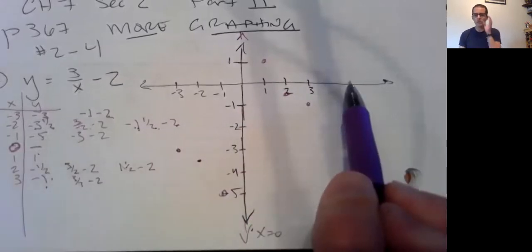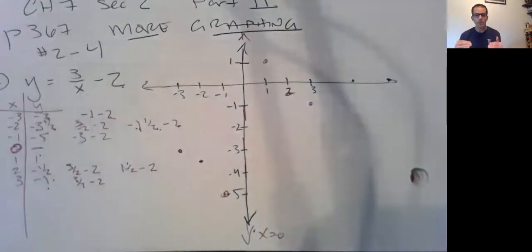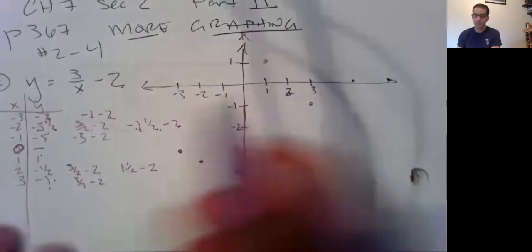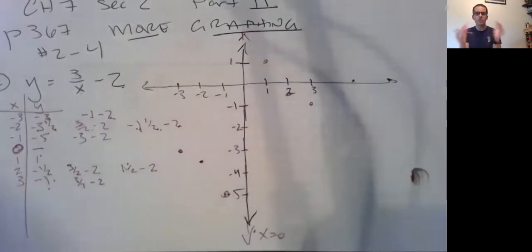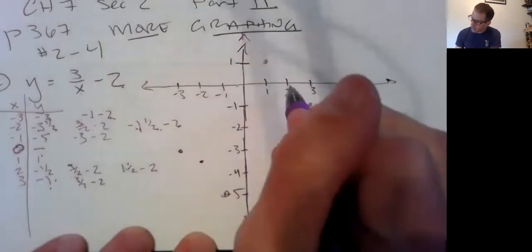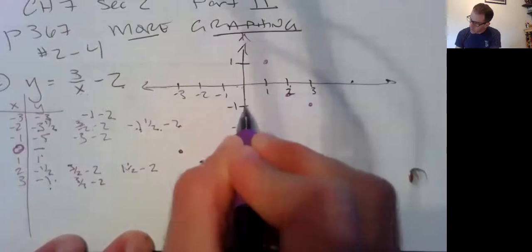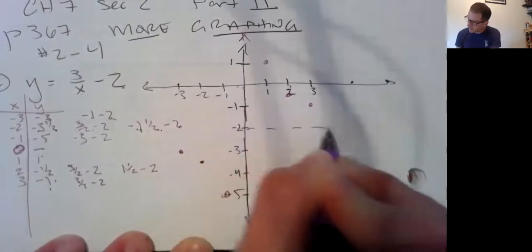Well, where do you think it is, right? What did we say when we started this? What does this -2 do? It takes the whole thing and moves it down 2, just like it did when we were talking about parabolas, polynomial functions, exponential functions, logarithmic functions. It moves it down 2. So let us take our x-axis, which used to be our horizontal asymptote, and let's move it down to -2.